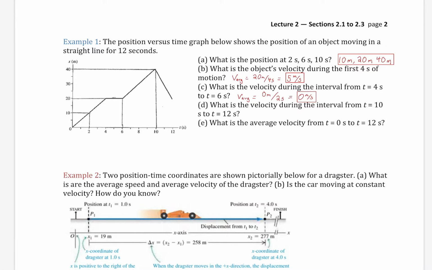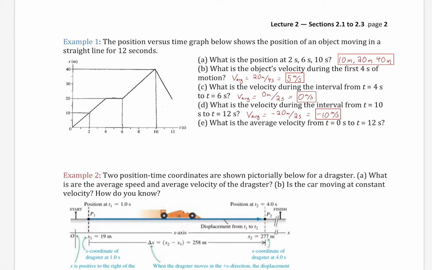On to part C. What is the velocity during the time interval from 4 to 6? Well, that's this horizontal part, right? So 4 to 6 is right there. If it's a horizontal line, that means it's a velocity of 0, based on the fact that the displacement is x final minus x initial, and they cancel out, giving us a 0 in the numerator.